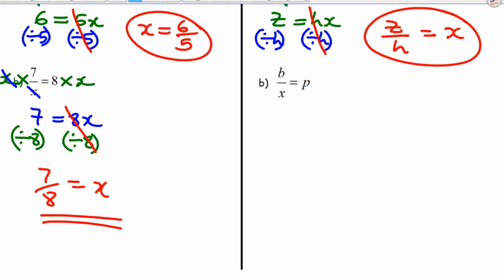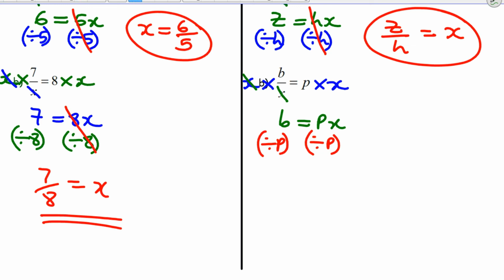And you can apply the same process to the right. So you start by multiplying by x. And x divided by x is 1. So b is equal to px. Then the next step will be dividing by p because you want x by itself. P divided by p is 1. So x will be equal to b over p.